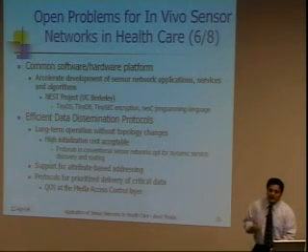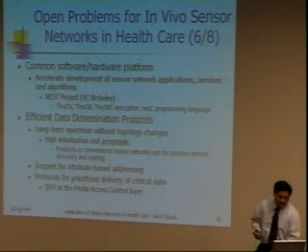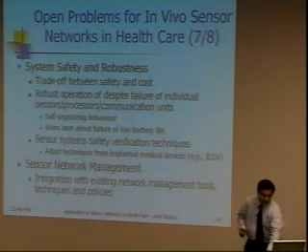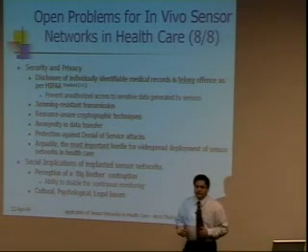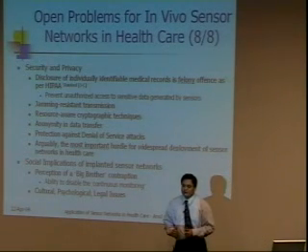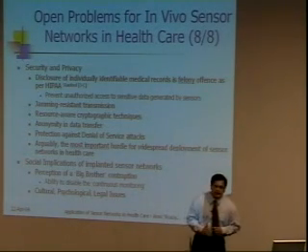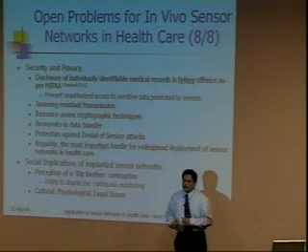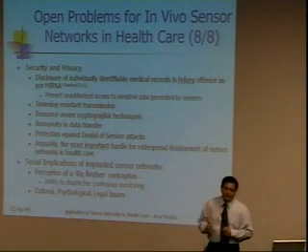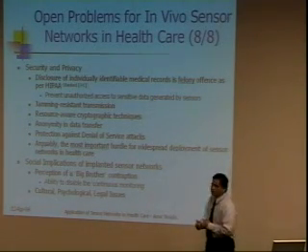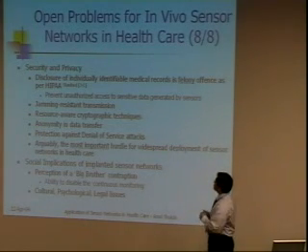We also need common platforms on top of which we can build sensor network applications. But let's cut to the chase and come to what I consider to be the biggest problem for sensor networks in health, which is security and privacy. Now, disclosure of individually identifiable medical records is a felony offense. You can be put behind bars for allowing unauthorized people to access sensitive data which is being generated by sensors.